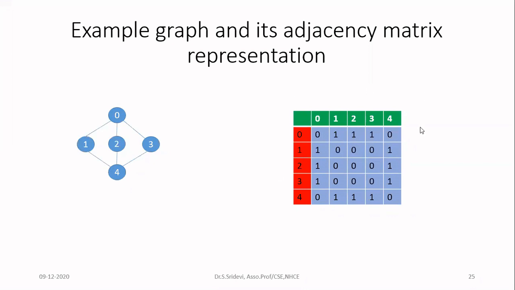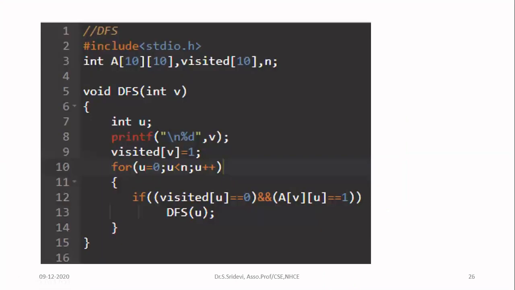Likewise, you have to construct the adjacency matrix. This matrix should be fed as input to our algorithm. So when you start with a particular graph, first you find out the adjacency matrix for this particular graph. Now let us see our program. Once you construct the adjacency matrix, that you have to give as the input to the program.